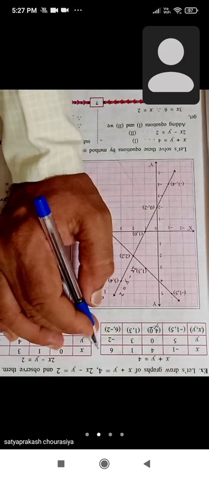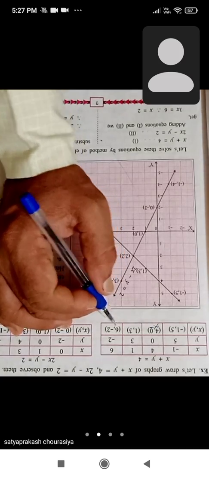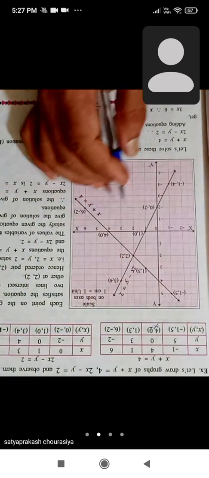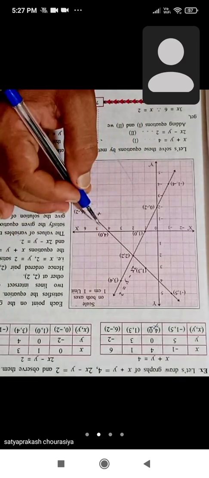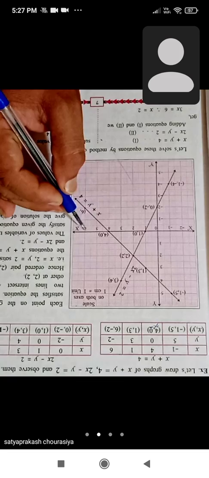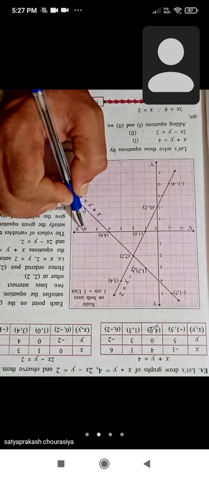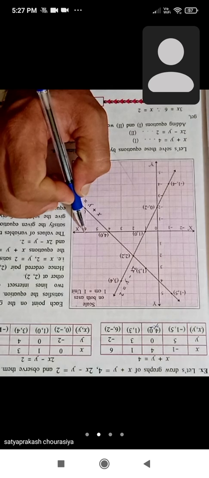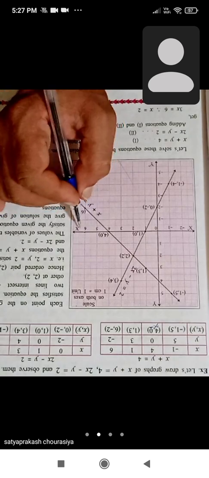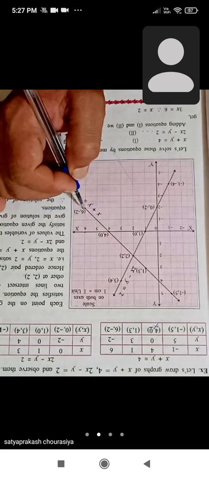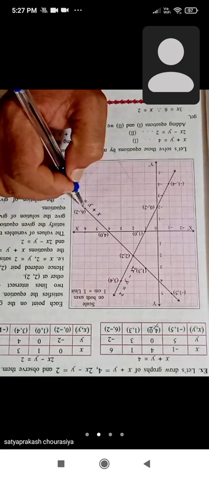Now the next point is (6, minus 2). Now see, a positive x value is always to the right of the y-axis. So here it is positive 6, and the y value is minus 2. So a y value of minus 2 lies below the horizontal x-axis. So that's why this will be here. Now see, this point is plotted.